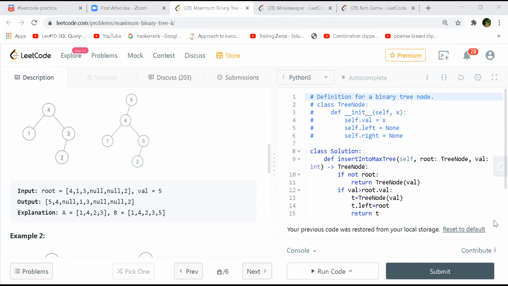Wait, no, if it's smaller than the root, then it can go both left and right. So we'll have to fix something, right? When we have a root, if the value is greater than that root, that will become the root. In this case, 5 will become the root. And whatever the tree is, we'll just push to the left side of it.